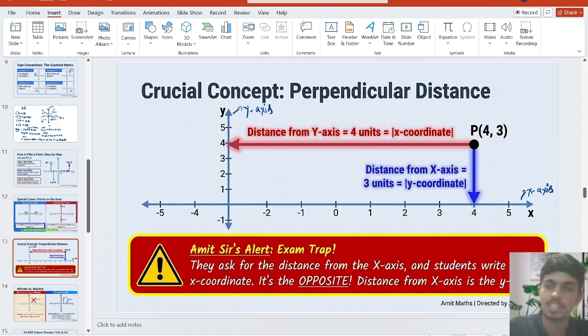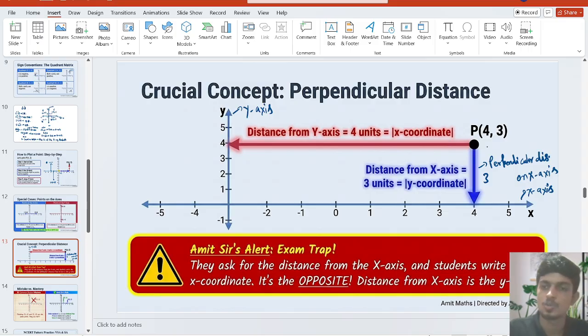Okay, this is the y-axis and this is a perpendicular distance. This is a perpendicular distance on the x-axis. So what is this? This is 4 and this is -3. We jump from here 3. So this is 3 and this is 4.